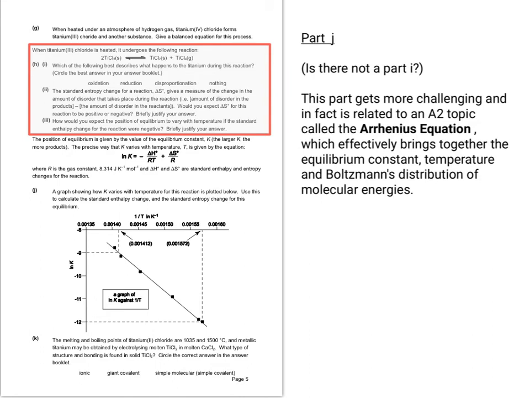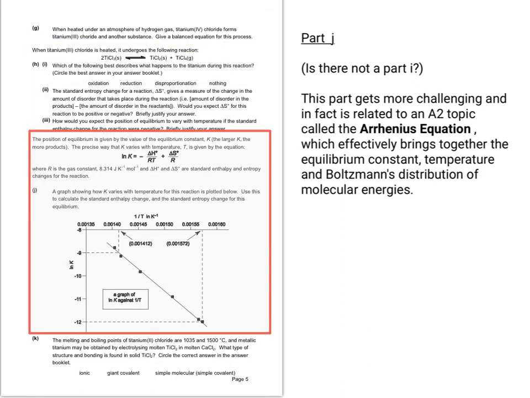So this next part, which is called part J, I'm not quite sure there isn't a part I, I can't see one, actually brings together several things that you've come across before. So K can be considered as similar to Kc, the equilibrium constant, in other words, temperature and Boltzmann distribution of molecular energies. Bringing all those ideas together gives the Arrhenius equation.